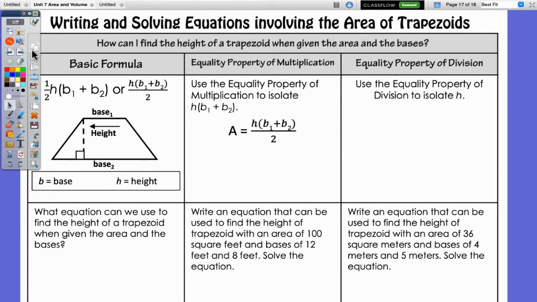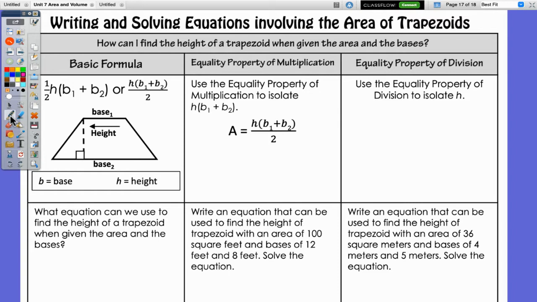Good evening, class. I need you guys to find this worksheet in your notes pages. Make sure you're looking for this exact one that says writing and solving equations involving the area of trapezoids. It is not the homework one. So we want to make sure we're going to be working on this.